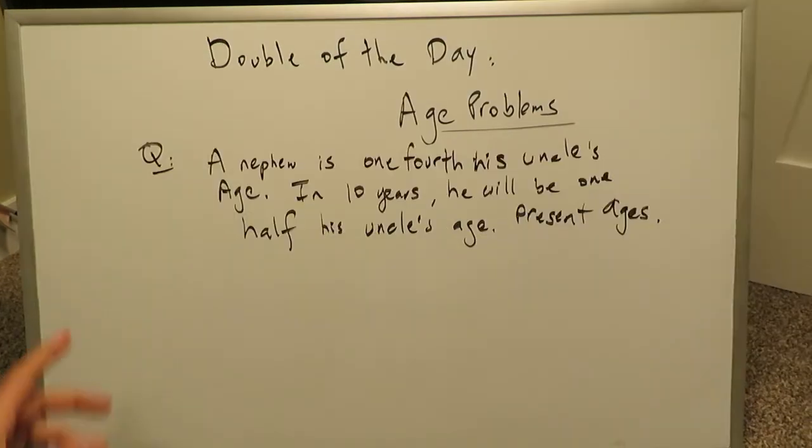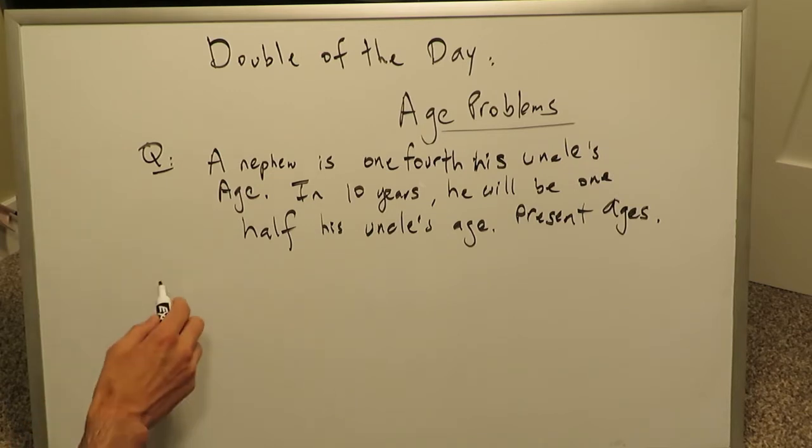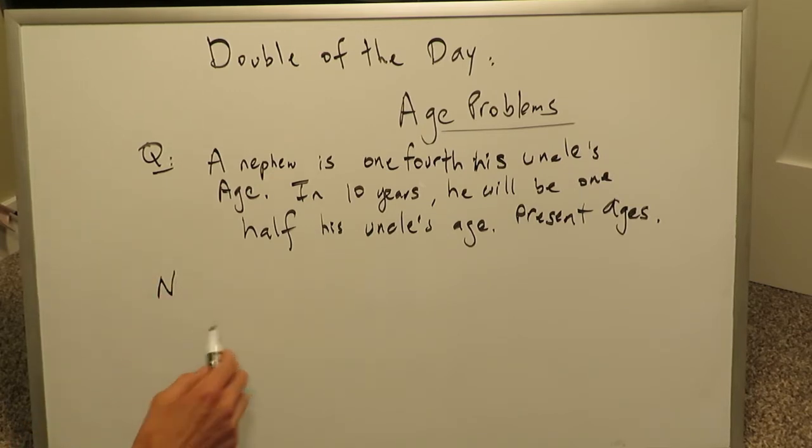So we start off with this first question, which is a classic time lapse type of problem, and we'll read it here. A nephew is 1/4 his uncle's age. In 10 years he will be 1/2 his uncle's age, and you have to determine their present ages, or the question will say what are their ages now. The best way to handle this is to create a table of values, and we can use n for nephew because we have 2 people involved, a nephew and his uncle.